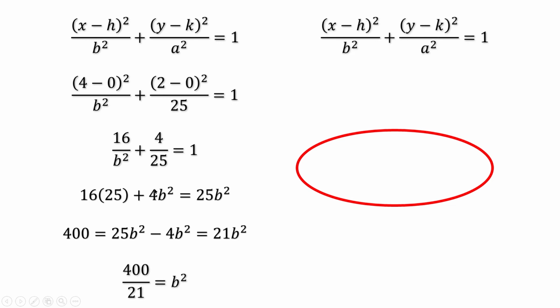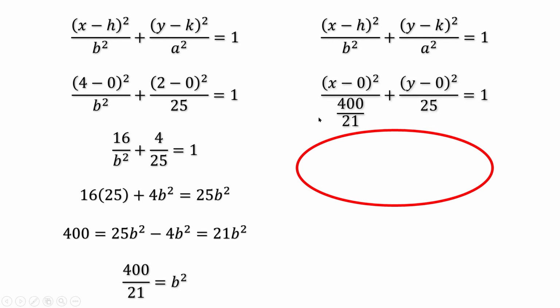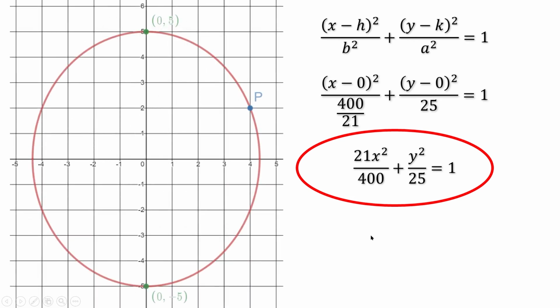So we have to substitute the values. Okay, so we have x minus 0 squared over 400 over 21 plus the square of y minus 0 over 25 equals 1. Simplifying, we have to get the reciprocal of the denominator. So we have 21x squared over 400 plus y squared over 25 equals 1. So let's look at the graph, given the point and the vertices and vertical axis.